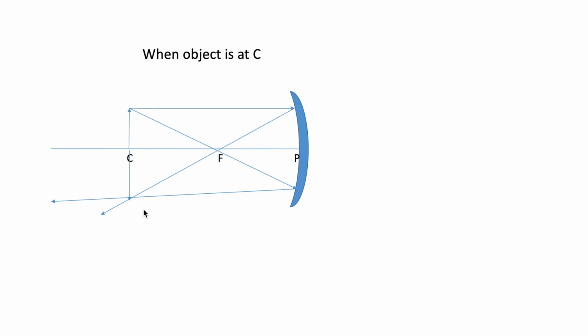So we can see here the image also is forming at the center of curvature only. So it is very important: when the object we are keeping at center of curvature, the image also is forming at center of curvature, and the object and image will be of same size, and it will be real and inverted.